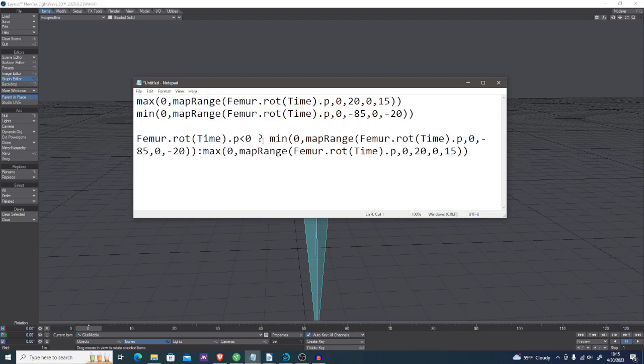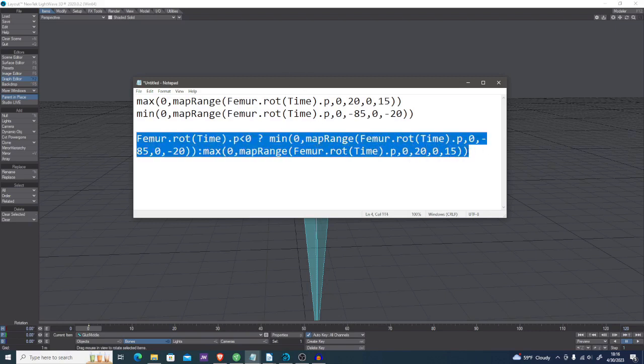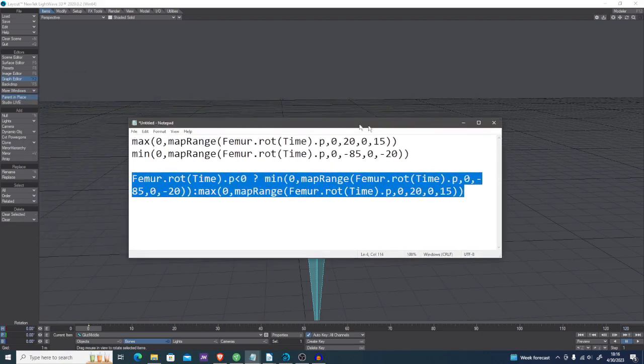So basically what this is saying is, with the question mark behind this expression, all of this statement here means if. Basically it's saying if femur rotation is less than 0, then run this expression, everything before the colon, which will stop here. Else, which is what the colon means, run the second expression. So I'm going to copy all of this into the expression channel.